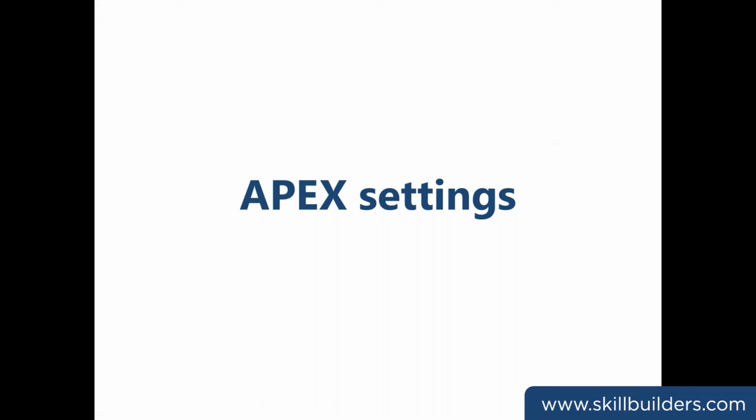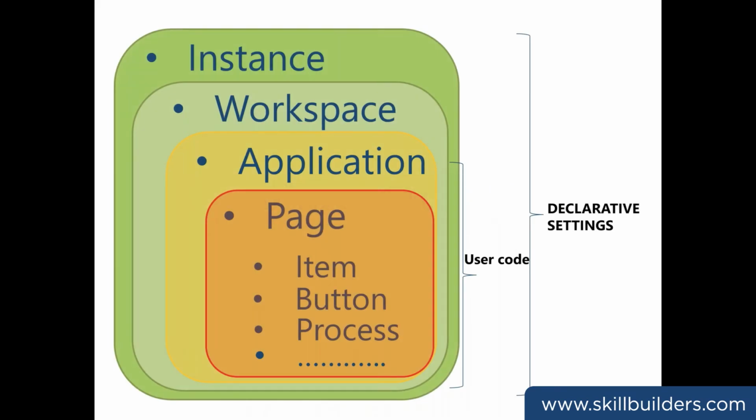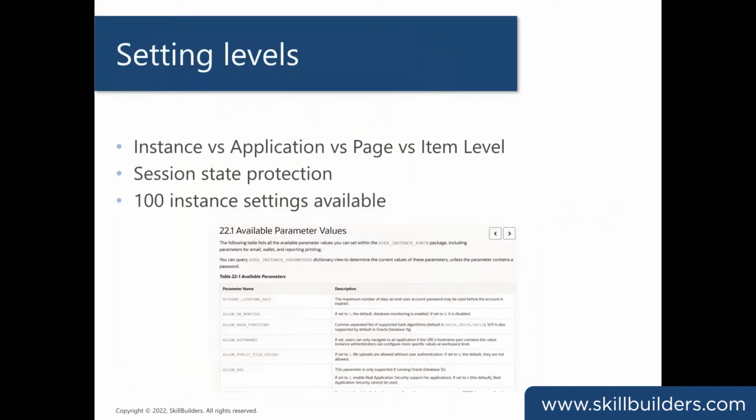So now we're concentrating on the other side of the story. How do we stop this from happening? There are application settings. I have this ugly picture here that I always use. I don't know why, but it stuck with me. There are settings on many levels: instance, workspace, application, page, item, and then we can go further down to buttons and processes. Each of these levels has some sort of settings. I tried to list them here for you, instance versus application versus page versus item levels. Some of these overwrite each other. You define one on instance, then you can define one on application, and then for some of them the same one on the page as well.